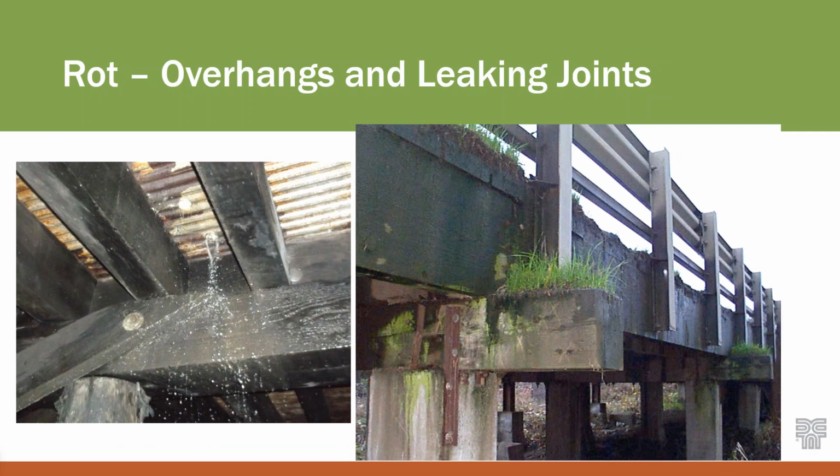Overhangs and leaking joints tend to be great places for rot to build up, especially on our pile caps. So if you have leaking joints above those, or especially if you've got vegetation growing on your caps, it's a pretty good sign that you've got a great supply of moisture, you've got oxygen, you've got all the right stuff to be growing things, including fungus, and you'll get some rot there.